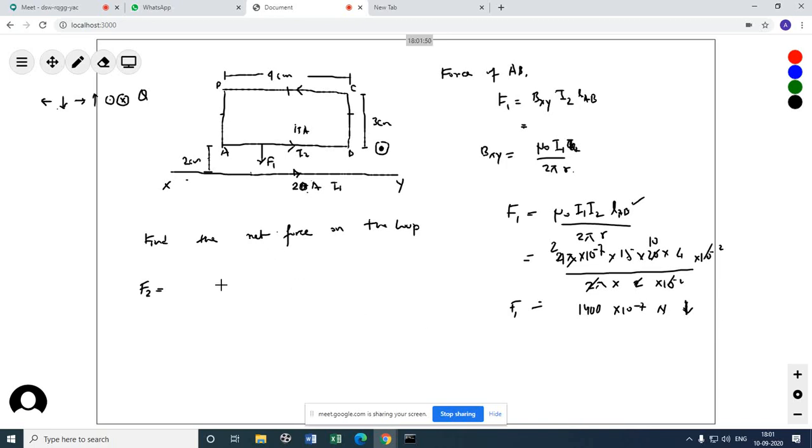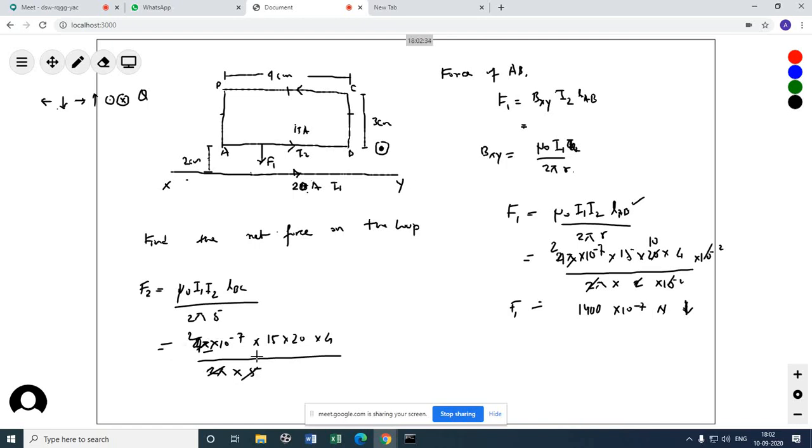What about F2? In the F2 case, what will you do? Mu naught I1 I2 into L BC by 2 pi R. Everything will be the same. R will now be how much? 3 plus 2, 5 centimeter. So 2 pi into 10 to the power minus 7, or 4 pi into 10 to the power minus 7 into I1 which is 15 into 20, into length, which will be 4 only, divided by 2 pi into 5. So again it cancels. This gives me 2.